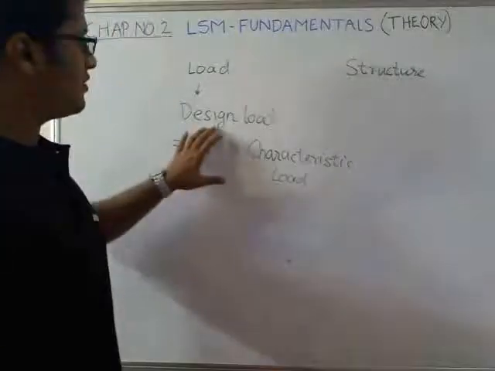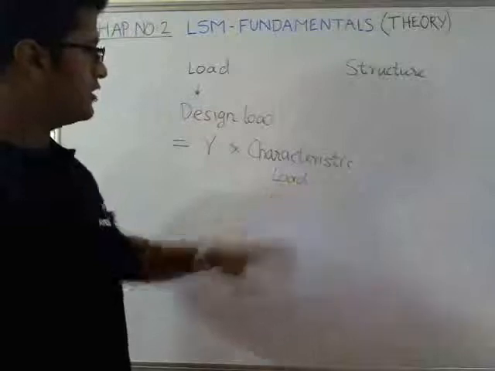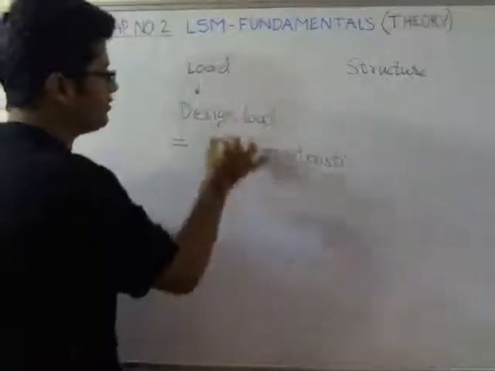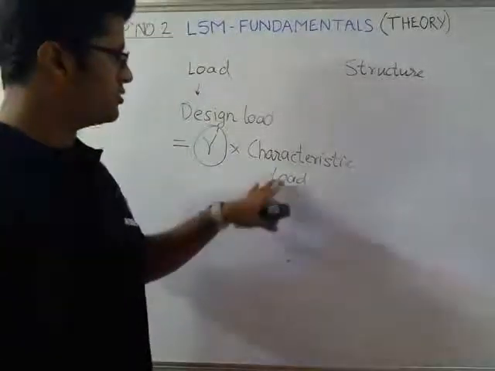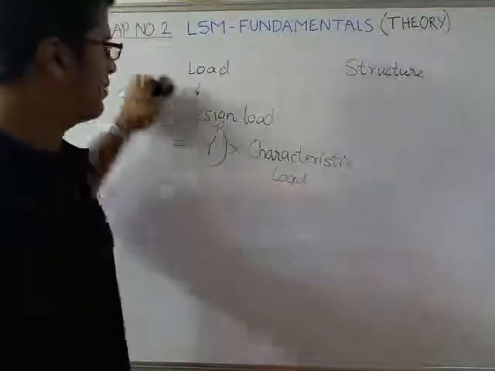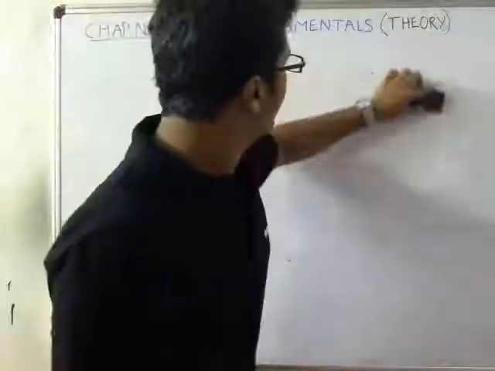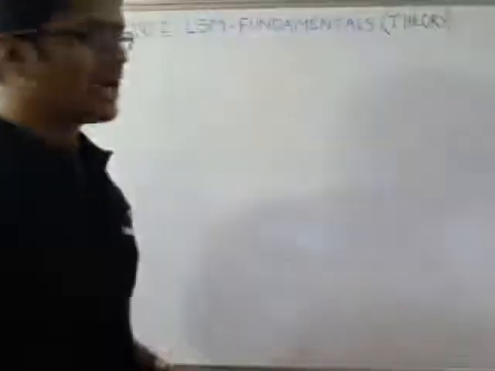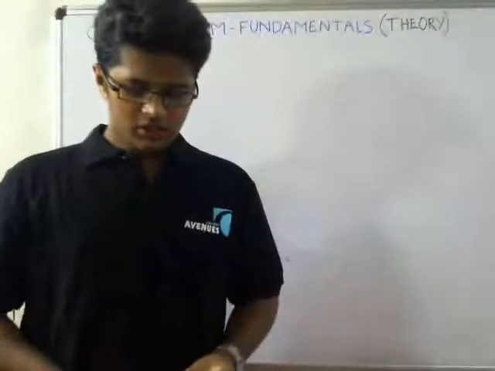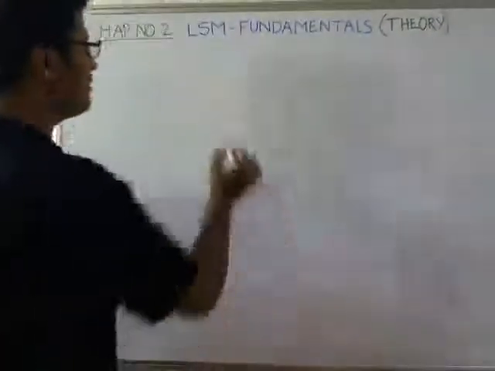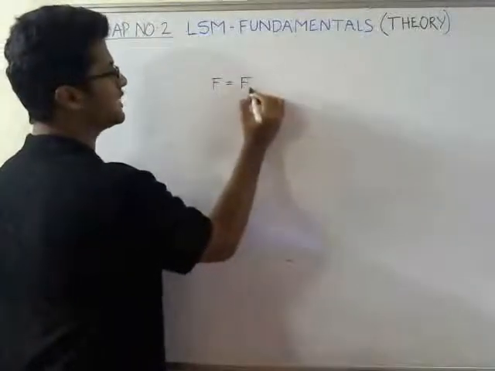Now this is the way to obtain design load. The partial safety factor will be specified by the code. And how to obtain characteristic load? It's very simple. Characteristic load is given by a formula which goes like this.